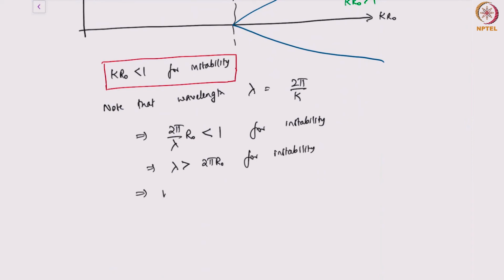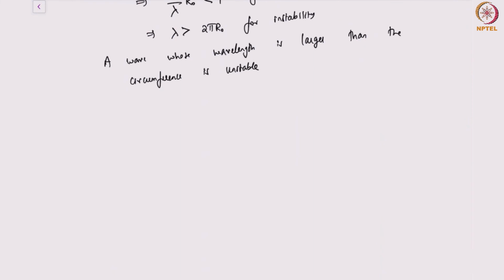Okay, in other words, a wave whose wavelength is larger than the circumference is unstable. So this is a long wavelength instability. Any wave larger than this is unstable, but if the wave is smaller than this wavelength, then surface tension will not allow those waves to grow, because surface tension is most effective at small scales. Okay, now what would happen to this instability as you let it grow?